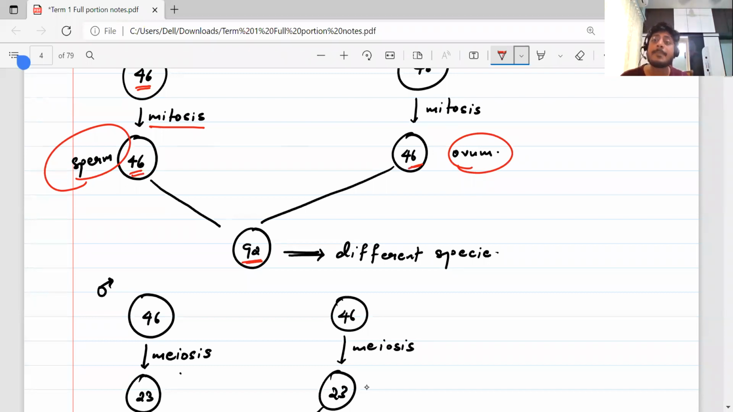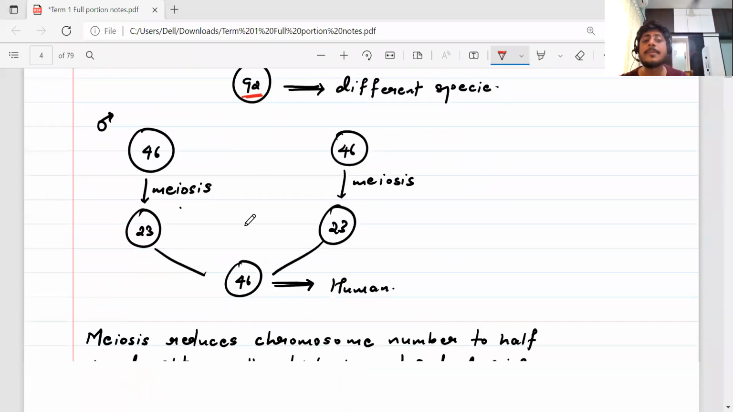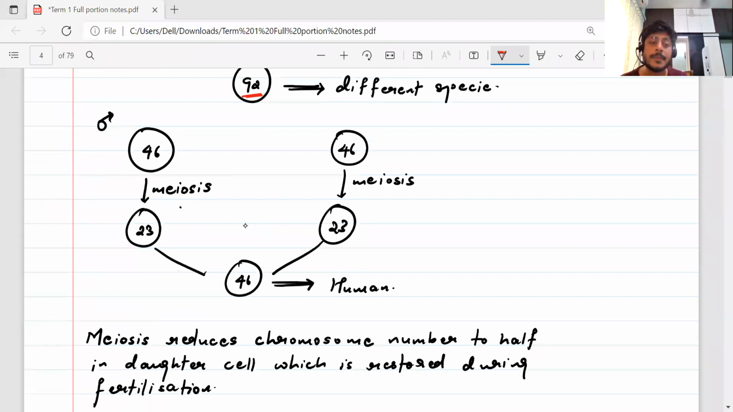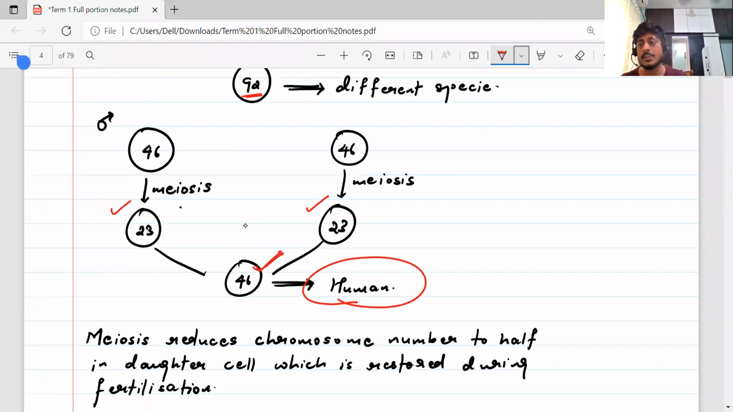But it happens by the process of meiosis, so it becomes half basically. So sperm becomes 23, ovum becomes 23, they fuse to form 46. So the chromosome number is restored during fertilization. And that fertilization has to happen. That is why meiosis takes place to reduce the chromosome number to half.